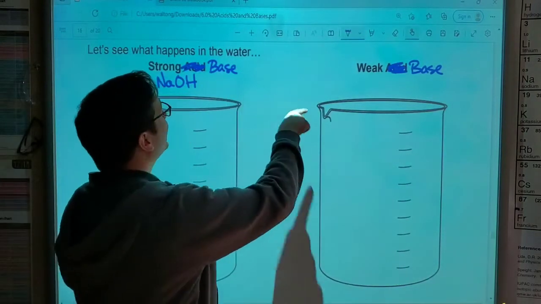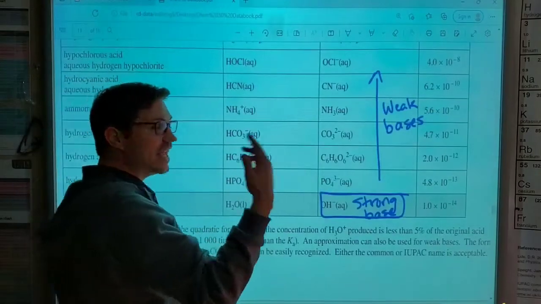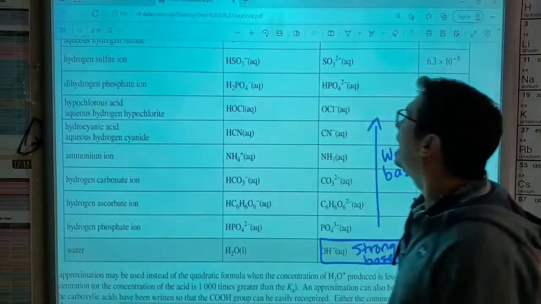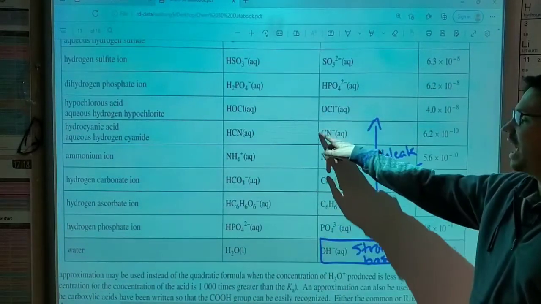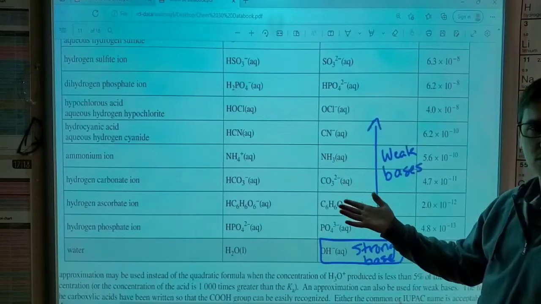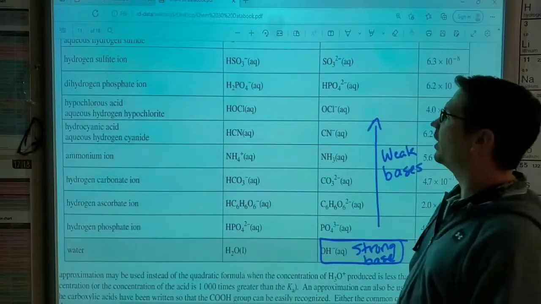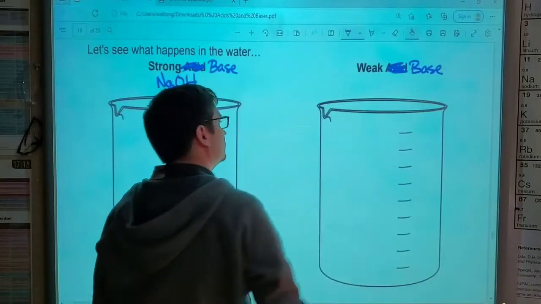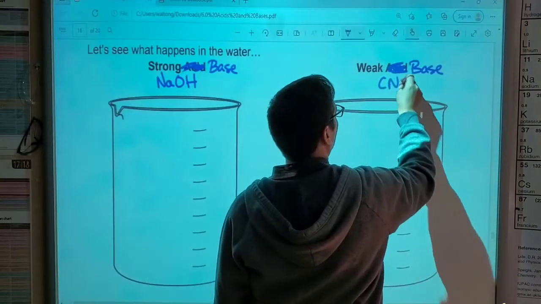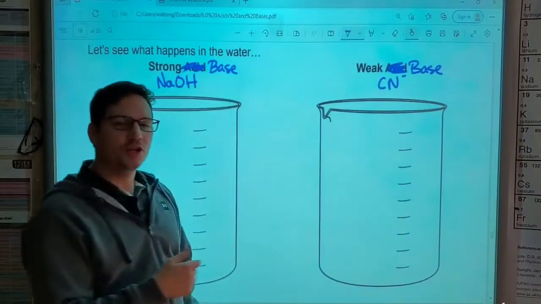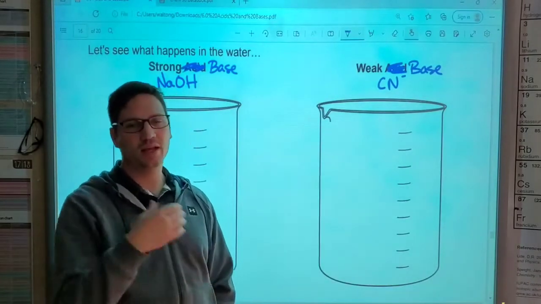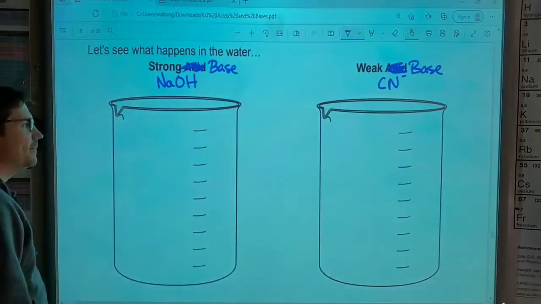We're going to choose a weak base. Okay, so we're going to choose any weak base in here. How about we choose a cyanide ion? Sure, no problem. Let's choose a cyanide ion. So this is cyanide ion, you can get it from a solution of sodium cyanide or potassium cyanide, something like that.